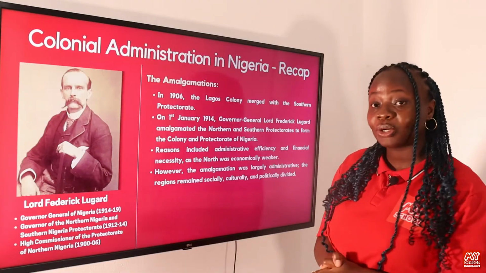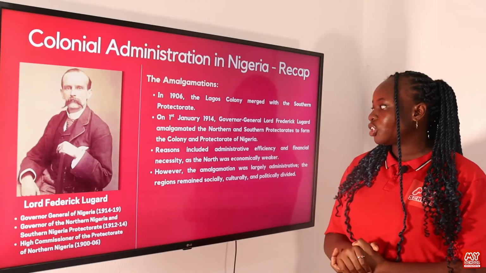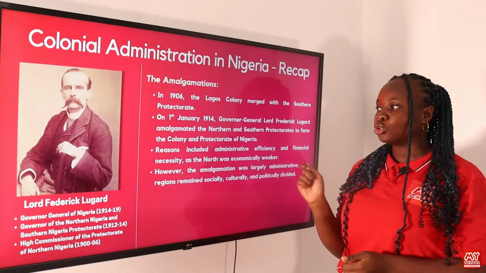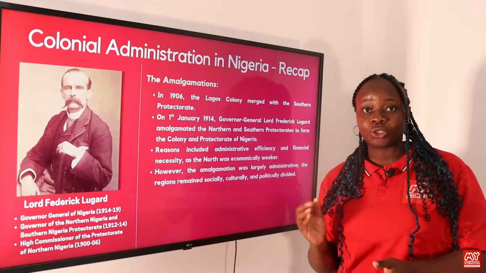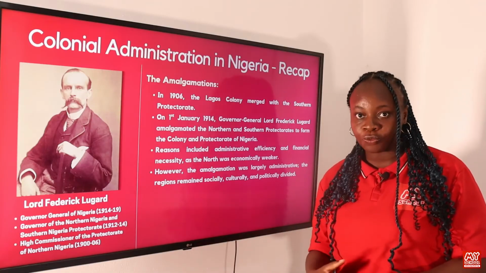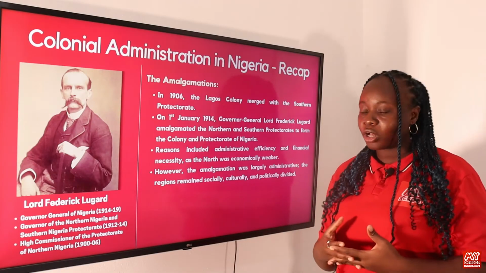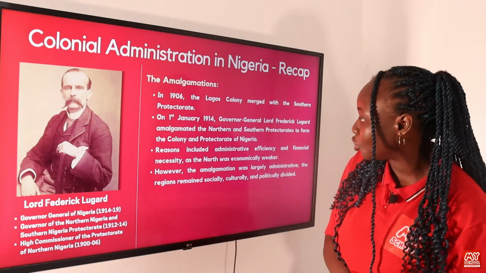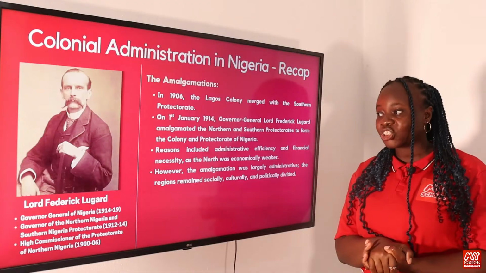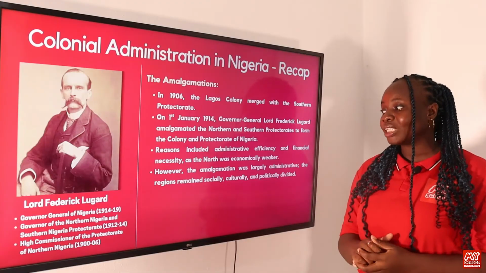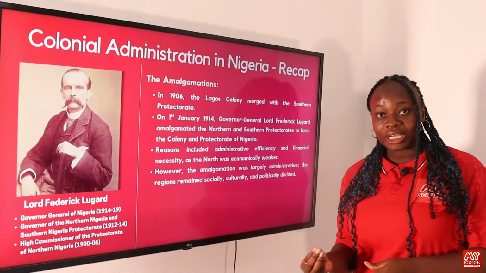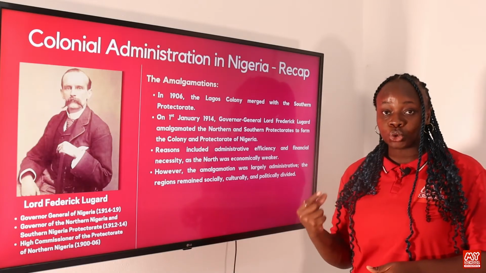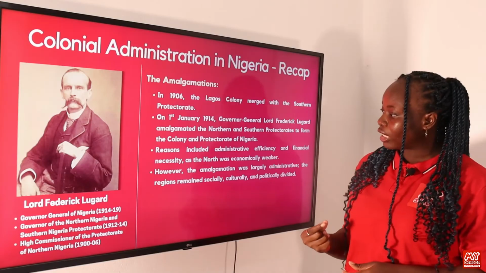Then on the 1st of January 1914, Governor General Lord Frederick Lugard amalgamated the Northern and Southern Protectorates to form the Colony and Protectorate of Nigeria. So that was when Nigeria was formed as a country, through the amalgamation of the Northern and Southern Protectorates. So reasons included administrative efficiency and financial necessity, as the North was economically weaker. So these were the reasons why the British administration decided to amalgamate these two different regions in Nigeria.